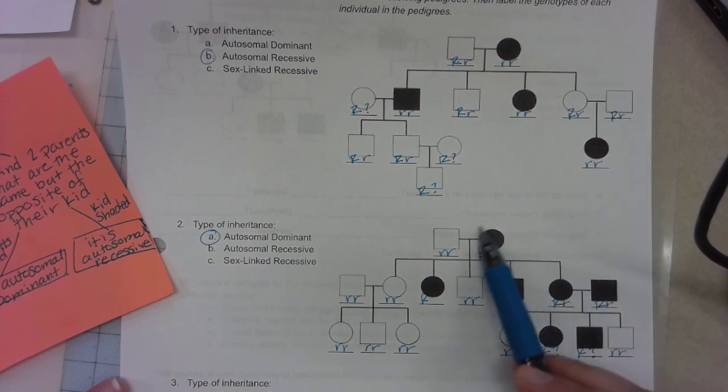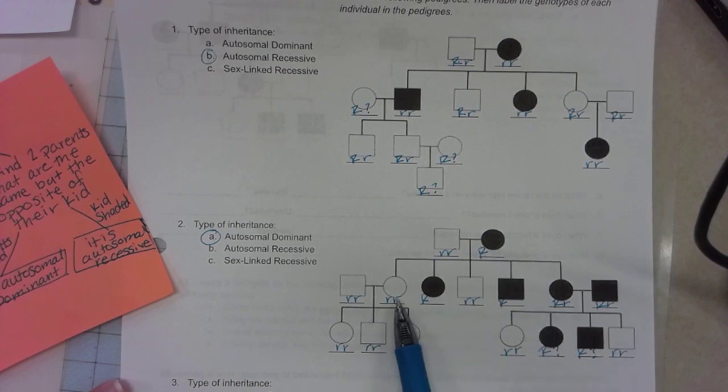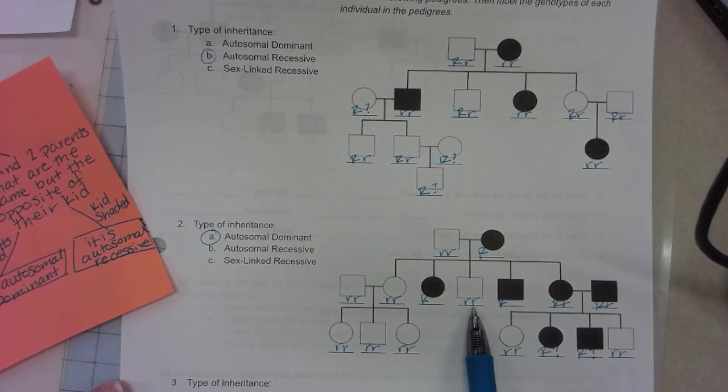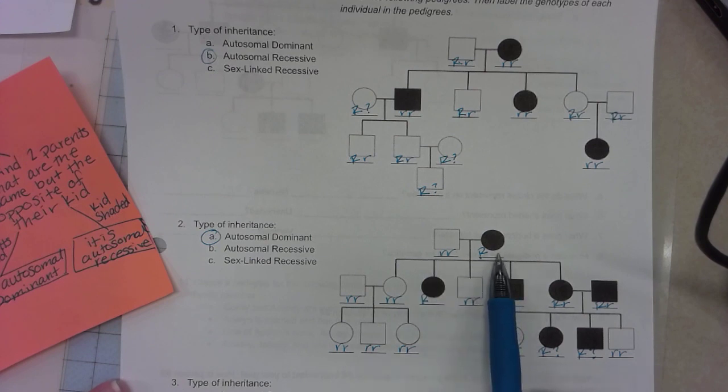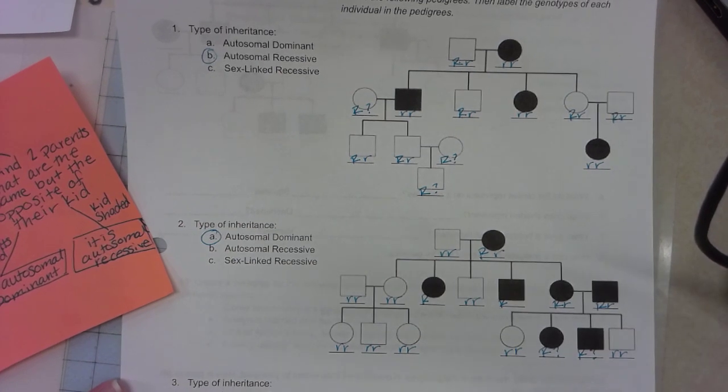Looking up here at the top at this mother, we see that she has one big R because she is shaded. It's an autosomal dominant trait, so the dominant people are shaded. Looking at her children, she has 5 kids, 2 of them which are homozygous recessive. So they get one recessive allele from their dad, and they have to get the other recessive allele from their mom. So this mom is going to be big R, little r.